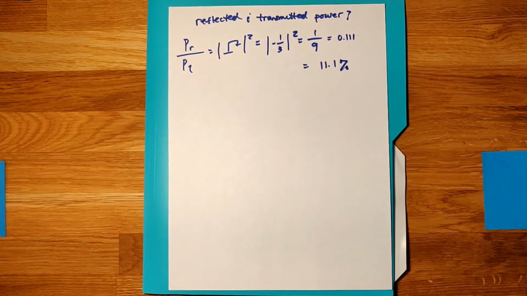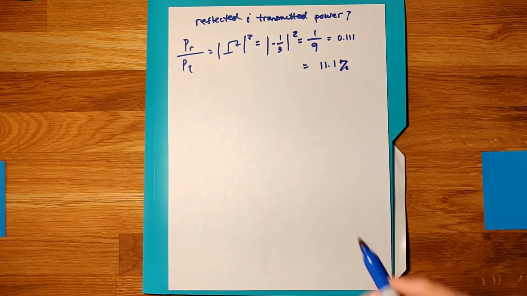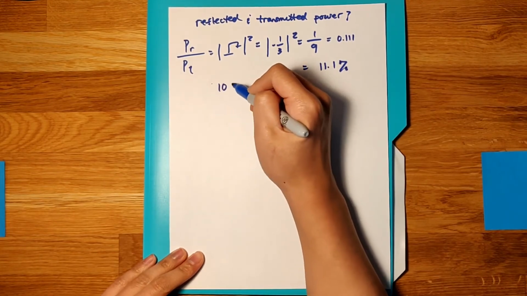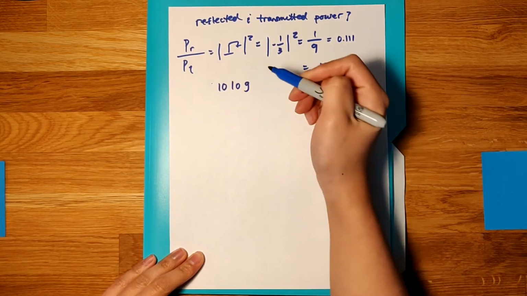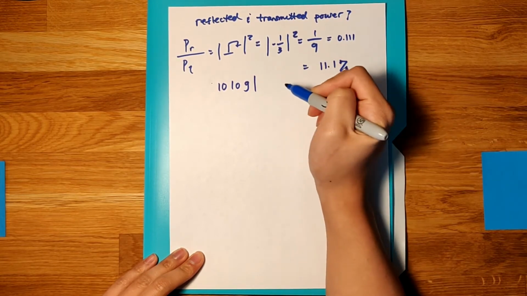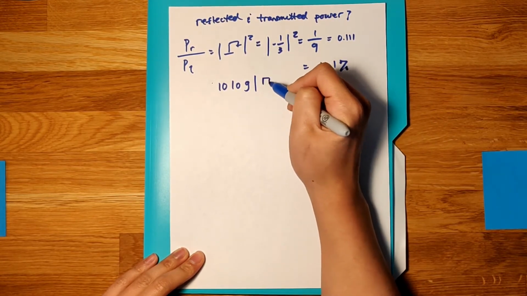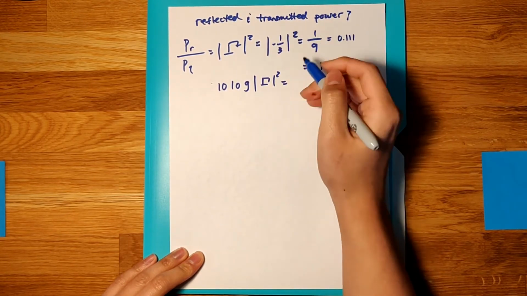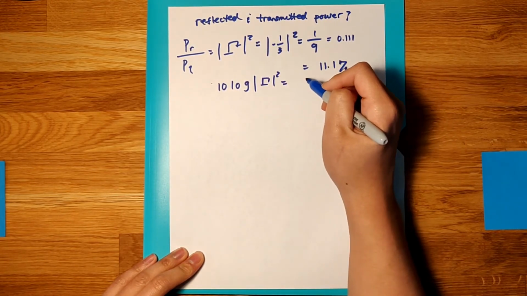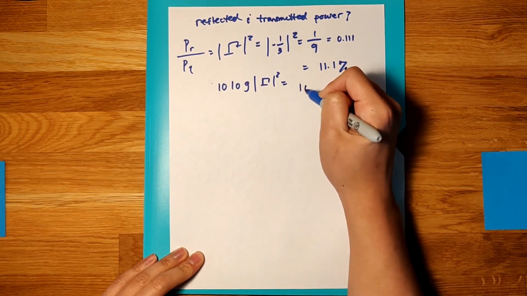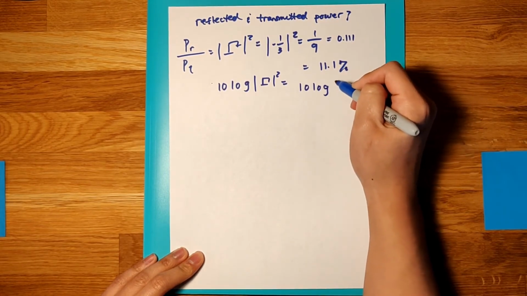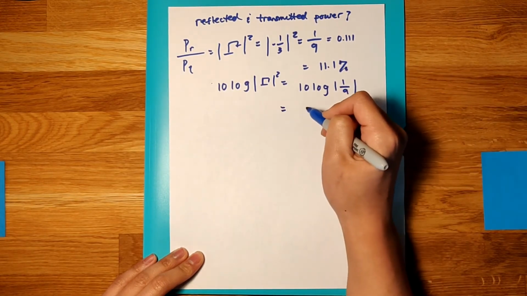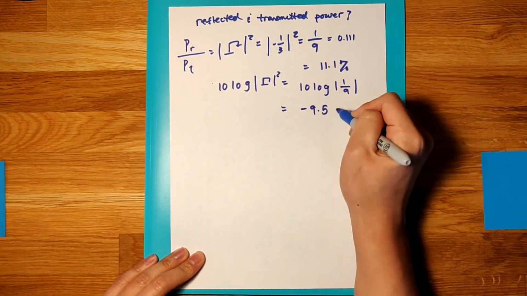Now, converting this to terms of dB, which was asked in the problem, we just plug this into our equation. So 10 log of gamma squared is simply going to be 10 log of 1/9, which is just equal to -9.5 dB.